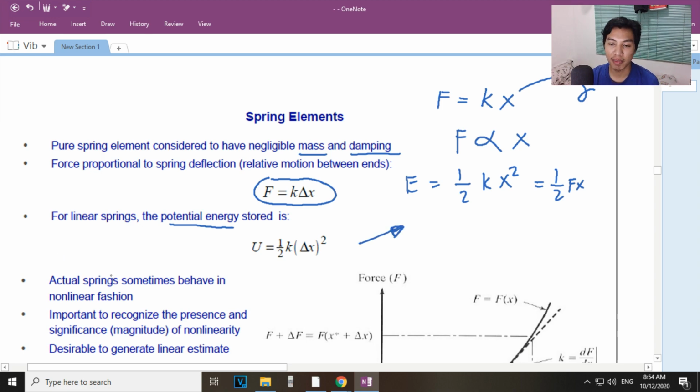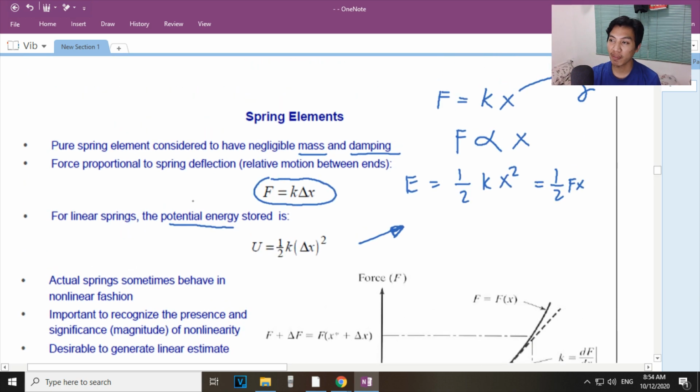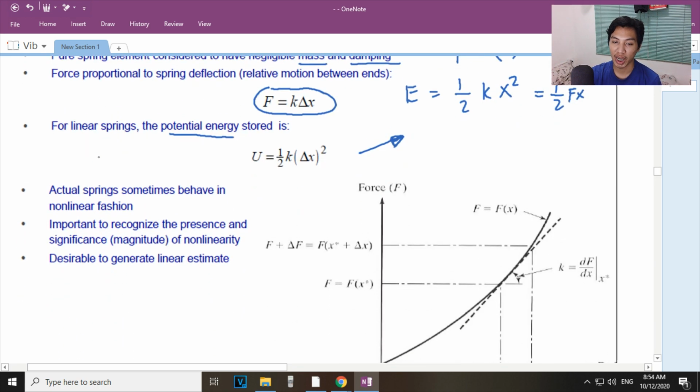Actual springs sometimes behave in non-linear fashion. Pwedeng ganon. Pwede ipipredict natin yan. So, we have now a mathematical equation. Okay? Pero wala pa tayong model. Important to recognize the presence and significance ng magnitude of non-linearity. And we could get the desirable amounts to generate linear estimate.